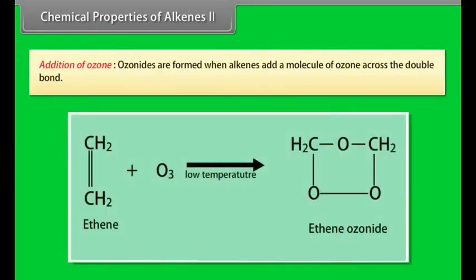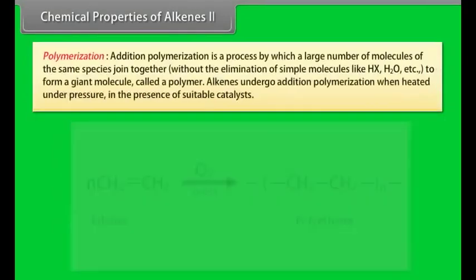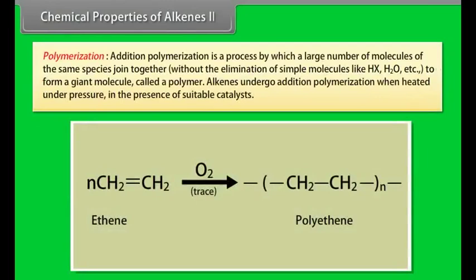Addition of ozone. Ozonides are formed when alkenes add a molecule of ozone across the double bond. For example, ethene gives ethene ozonide. Polymerization. Addition polymerization is a process by which a large number of molecules of the same species join together without the elimination of simple molecules like HX, H2O, etc., to form a giant molecule called a polymer. Alkenes undergo addition polymerization when heated under pressure in the presence of suitable catalysts. When ethene is heated to 1000 degrees centigrade under 1000 atmospheric pressure in presence of oxygen, we get polyethene.